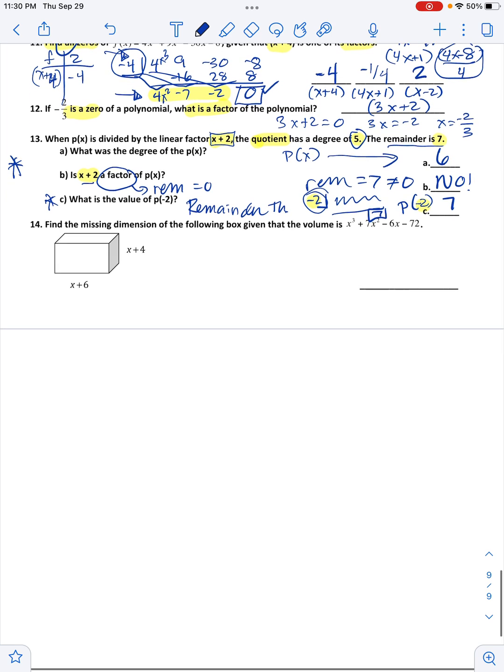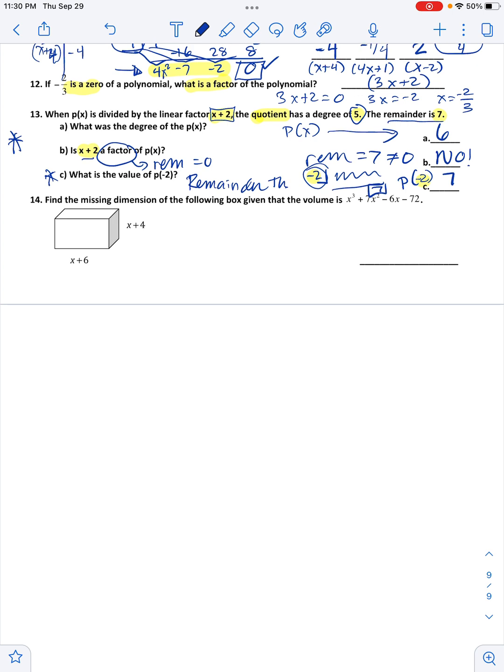No real math, but it's conceptual, and that can sometimes be worse. So, finding the missing dimension. Okay, for the volume, volume equals length times width times height. Well, we know the length. I think that this is the height, so then this is the mysterious width. It doesn't really matter which is which. What I know is that the volume's end result is my x cubed plus 7x squared minus 6x minus 72.